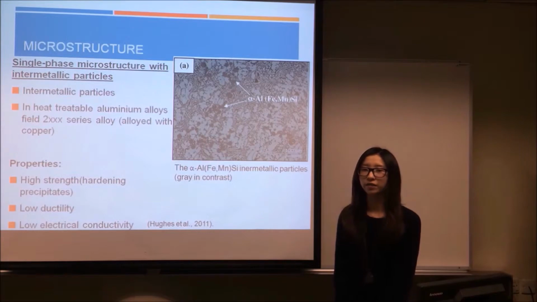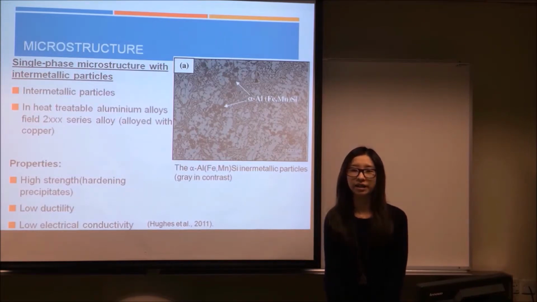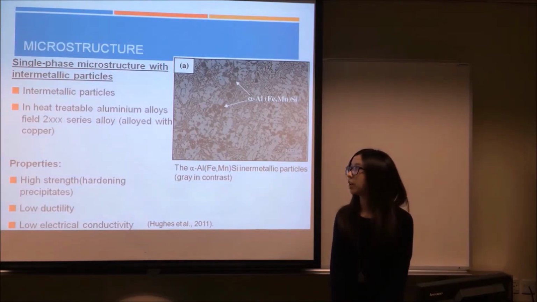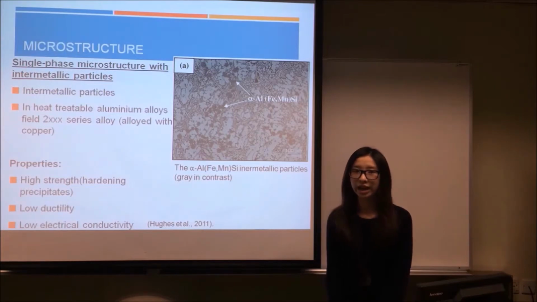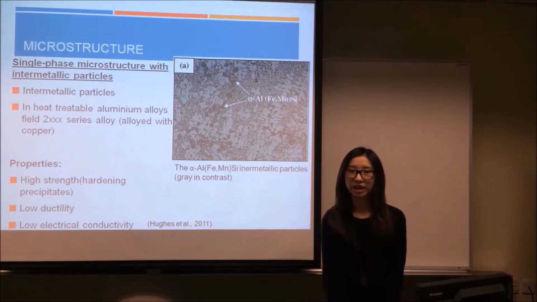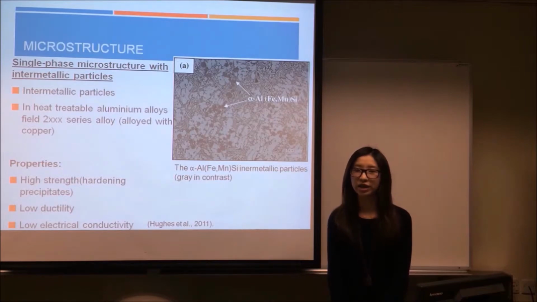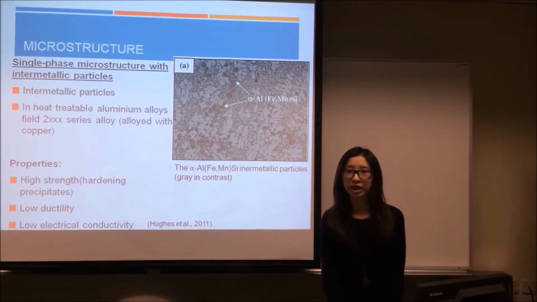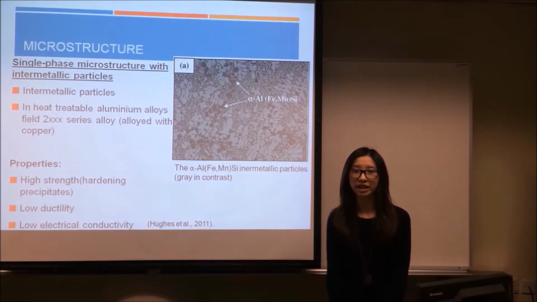Single-phase microstructure with intermetallic particles is found in heat-treatable aluminium alloys, like the 2000 series, which is the alloy with copper. The intermetallic particles can be found in the grain boundaries, and the supersaturated hardening precipitates lead to high strength in the alloys. Intermetallic compounds have low ductility and low electrical conductivity because of their non-metallic behavior, with ionic or covalent atomic bonding.